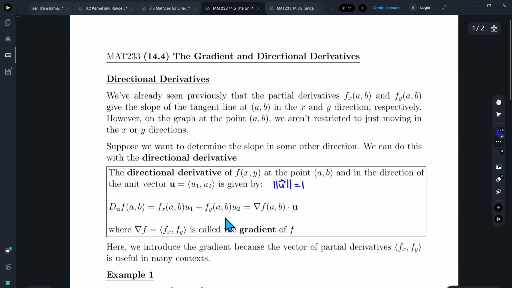Another thing to be aware of with this calculation is that if, say, the unit vector is the vector (1, 0), so this is the vector that only points in the x direction, then just plugging it in here, this would be a 1, this would be a 0, and the calculation is exactly the partial derivative with respect to x.